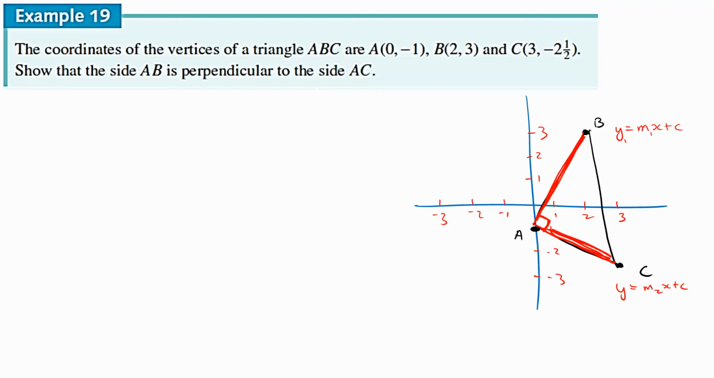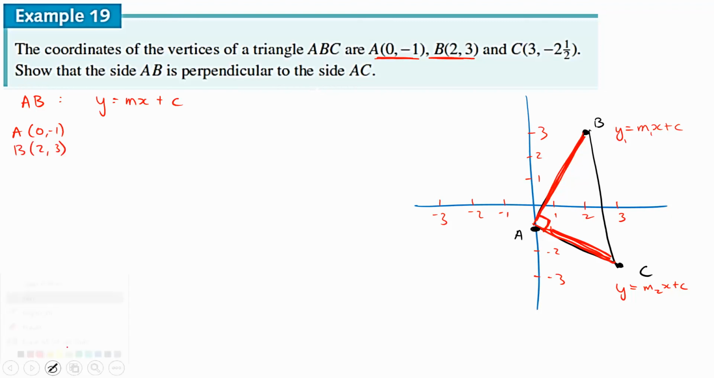So the first thing we want to find is AB, the equation of a line. Now, the equation of a line is y equals mx plus c. We need a gradient and we need a y-intercept. Now, we've got 2 points. We've got A and we've got B. A was at (0, -1), and B was at (2, 3).